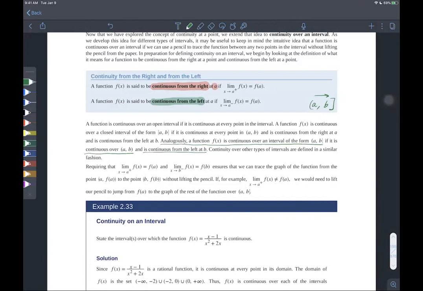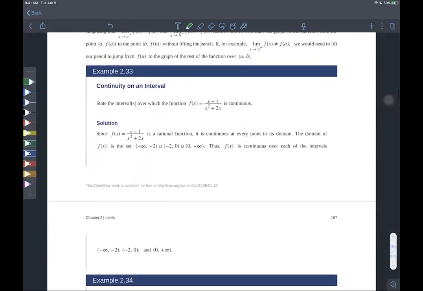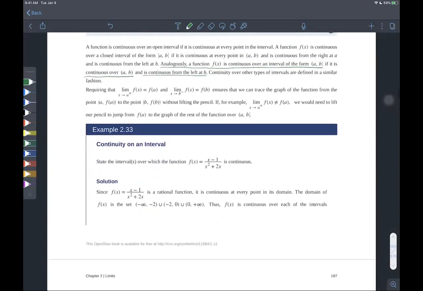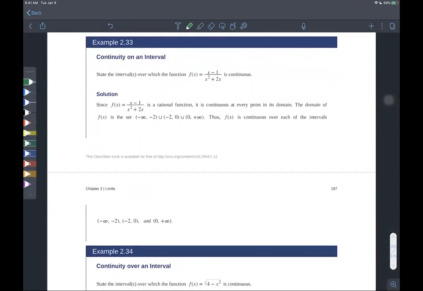If, for example, the limit as x approaches a from the right of f of x is not equal to f of a, we would need to lift our pencil to jump from f of a to the graph of the rest of the function over the interval from a to b, where a is not included and b is. So let's take an example, because if it's hard to understand in those general terms, we can look at a specific example, and maybe we can even graph this.